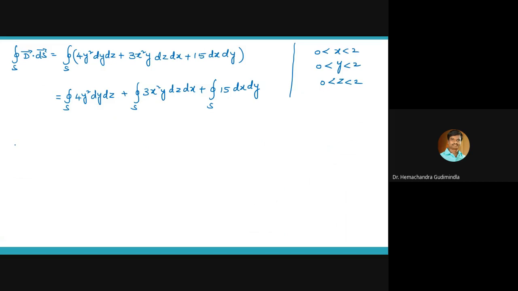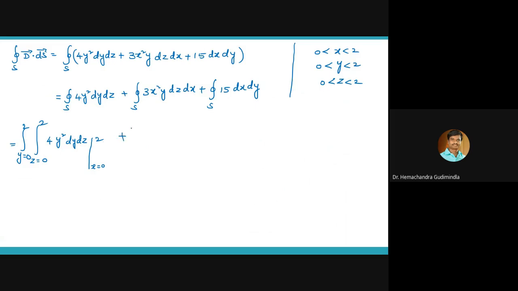So what I will do over here is take the integral where y is varying from 0 to 2 and z is varying from 0 to 2, of 4y square dy dz. Here we need to be careful. Y is varying, z is varying, and at that time x should be constant. But I don't know the value, and x also varies from 0 to 2. Here I will write x is varying from 0 to 2. This we need to write.